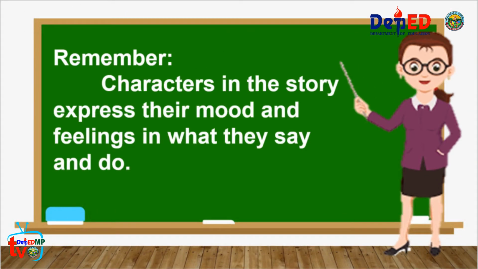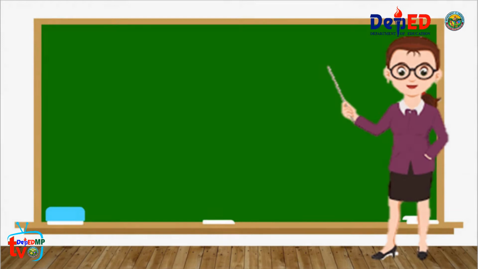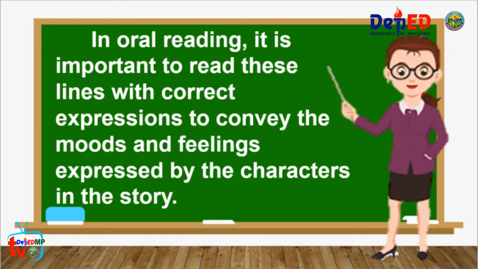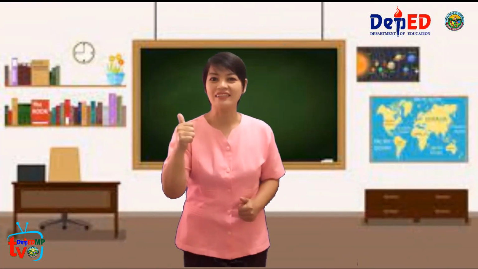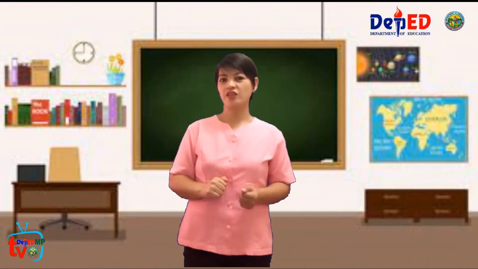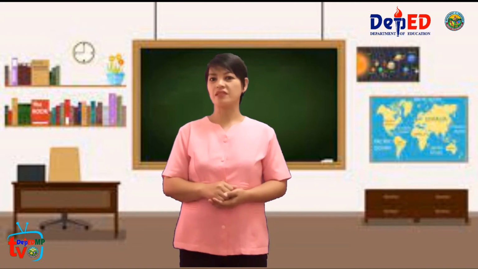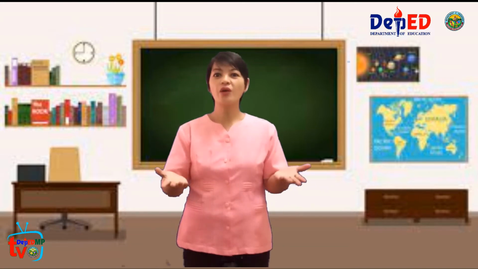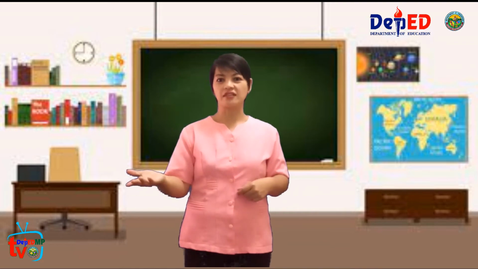Remember, characters in the story express their mood and feelings in what they say and do. In oral reading, it is important to read these lines with correct expressions to convey the moods and feelings expressed by the characters in the story. Well done! You already know how to infer the speaker's tone, mood, and purpose. I think you are ready to move on to the next lesson.